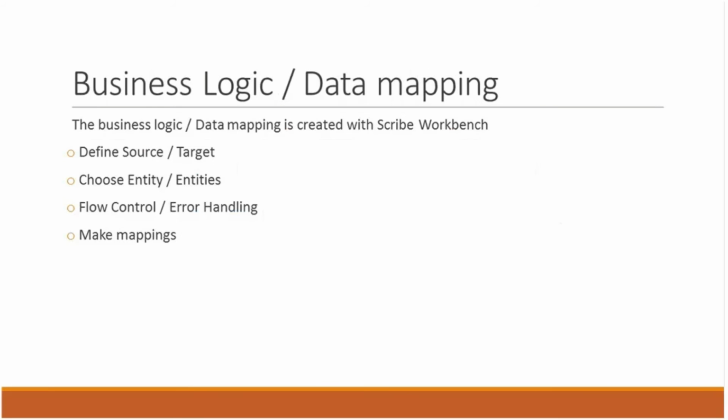Now, if we have the processes and we know basically what we have to integrate on a high level, then we go a step deeper. So then we go into the definition of business logic and data mappings. What you do, especially of course if you use Scribe, but it can also be another system, is define your source and targets and choose your entities. Your flow you have designed already, and then you can start making your basic data mappings.